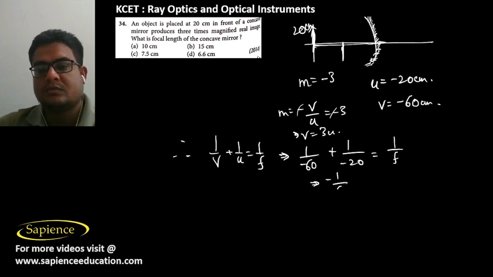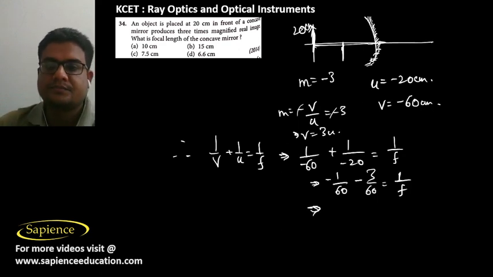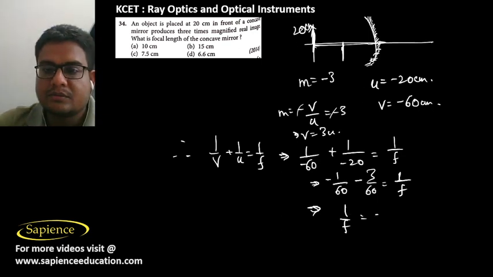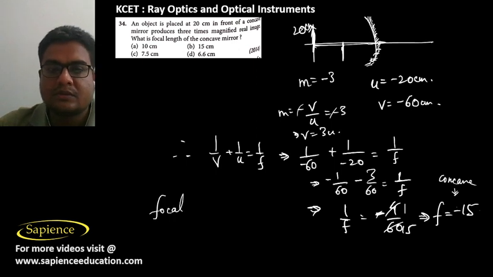So -1 by 60, then -3 by 60. So that is equal to 1 by f. So 1 by f is -4 by 60. So it is 1 by 15. So f is -15. So this negative sign represents that it is a concave mirror. So the focal length is 15 centimeters. So option D is the correct answer.